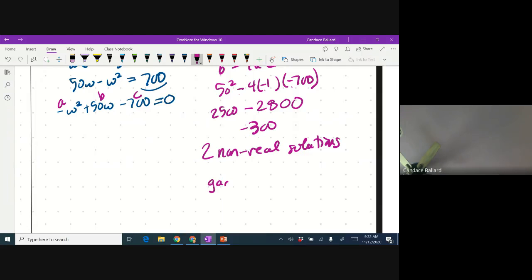So the garden cannot have an area of 700 feet squared.